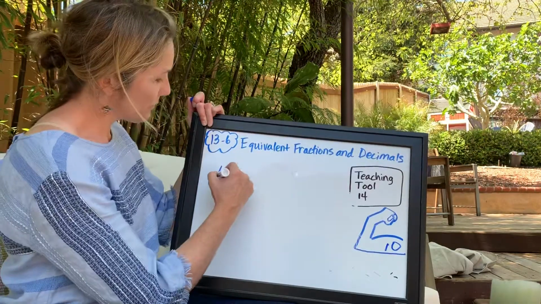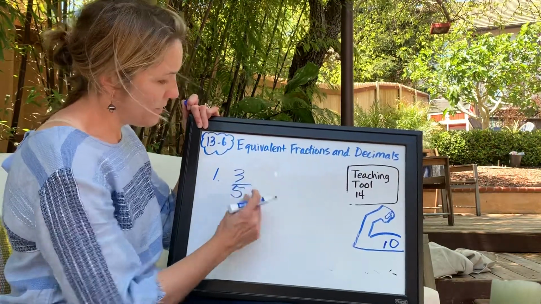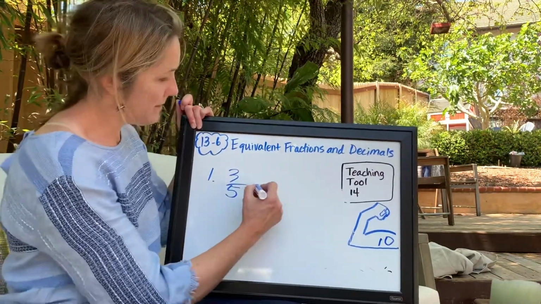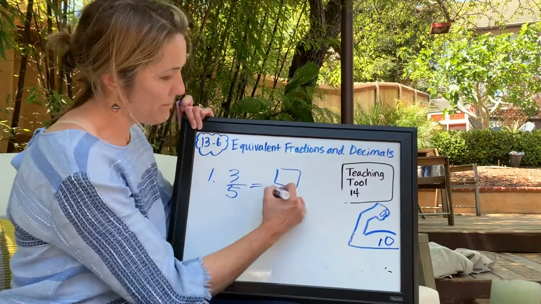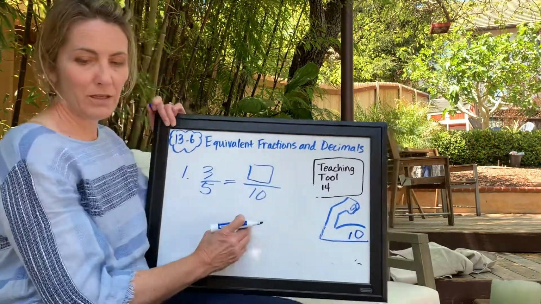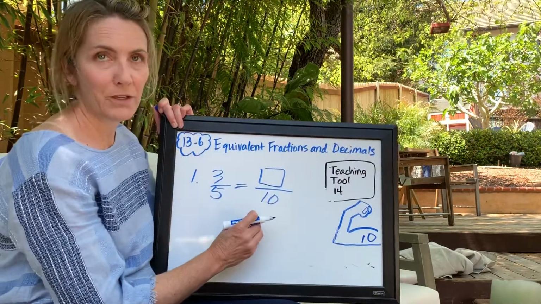Number 1, you're given 3/5. And here's what it does. There's an empty box on top and there's a denominator below. They're going to help you out for the first get-go of it.